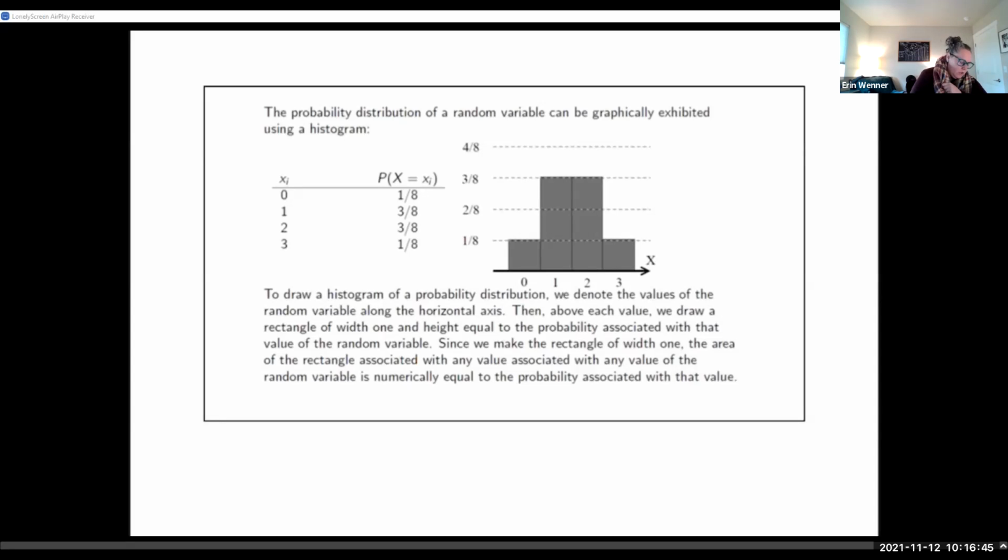So again, we can just see we've got the 1/8, the 3/8, the 3/8, and then the 1/8, and it's a histogram, excuse me, because they touch. Okay, we don't want to have a bar graph. And again, the thing you want to know in order for it to be a valid distribution, the sum of the probabilities must equal 1.